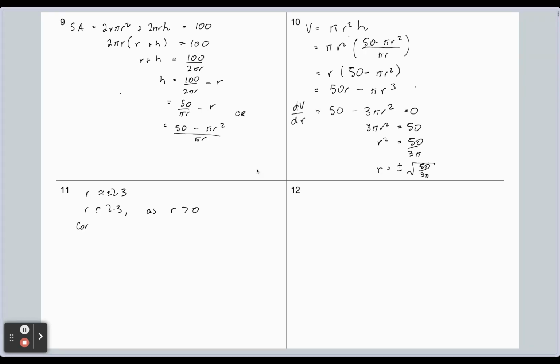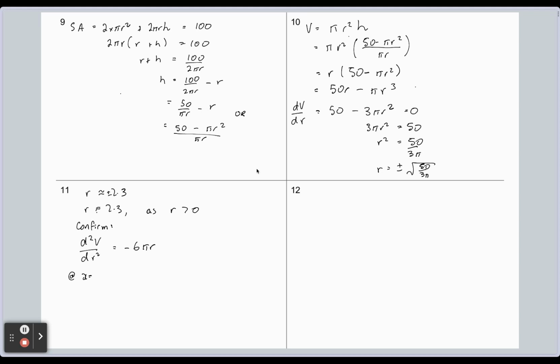Now we're going to do our confirmation. This proves that it's a maximum. So we look at the second derivative. I'm going to use d squared V by dr squared notation there, our second derivative. And if I have a look back, I can see that my derivative is 50 minus 3 pi r squared. So I just need to find the derivative of that for the second derivative. And I get, well, the 50 will disappear, so I'm going to get minus 6 pi r.